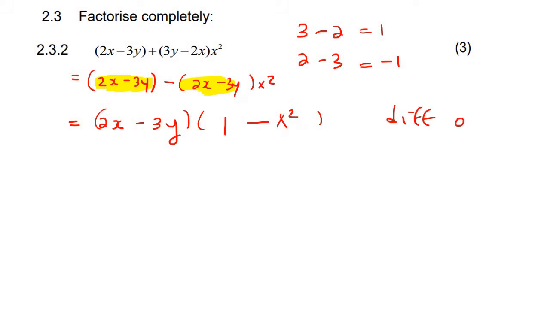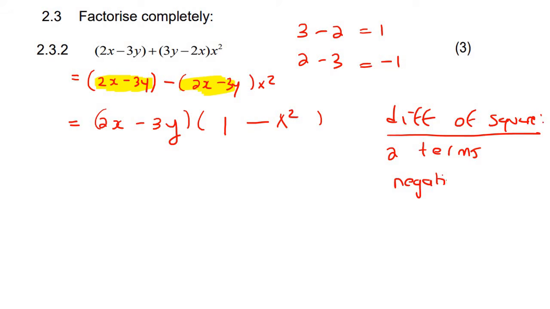How do we know if something is a difference of squares? It's whenever you have two terms separated with a negative, and each term is a square. For example, 1 times 1 gives you 1, and x times x gives you x squared. So what we can do then is we can use a difference of squares approach over there.